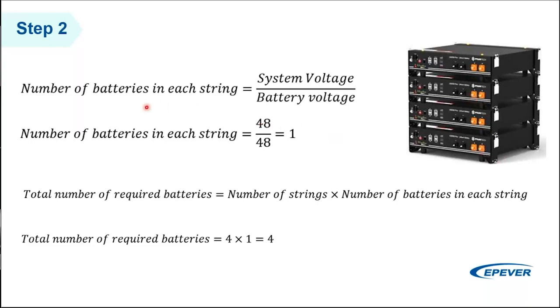And the final step is to determine the number of batteries in each string, and this is calculated by dividing the system voltage by the battery voltage. So I have 4 strings, and each string must have 1 battery, and the total number of required batteries is of course the number of strings, which was 4, multiplied by the number of batteries in each string, which was 1. So, in other words, I need 4 batteries with a voltage of 48 and with a capacity of at least 64 amp hours.